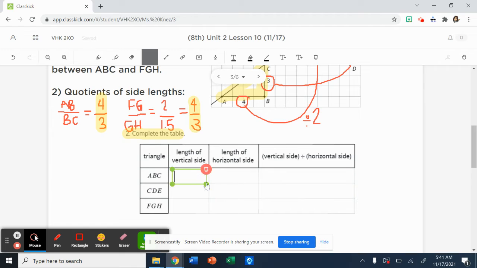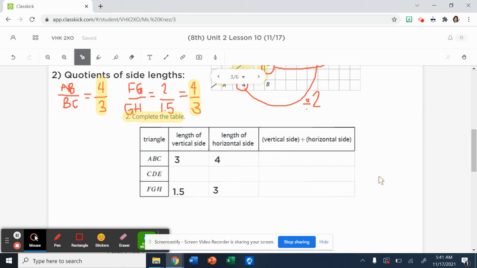So in ABC, the vertical side length is 3. We know that the horizontal side length is 4. In FGH, which was the other one we talked about above, we know that the vertical side length is 1.5 and the horizontal side length is 3. And then in this final triangle, CDE, we can see that the vertical side length is 6 and the horizontal side length is 8. And so if you were to divide for any of these questions, the vertical side divided by the horizontal side, you'll always get 0.5.